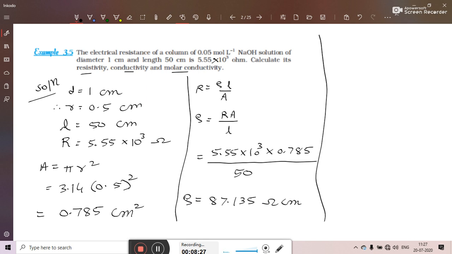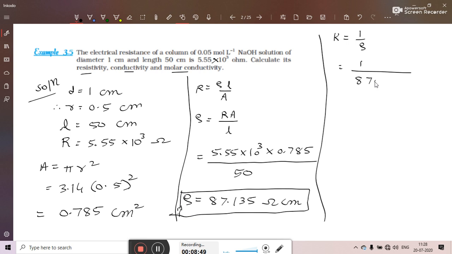So this is our first answer. Rho equal to 87.135 ohm centimeter. Now we have to find out conductivity. Conductivity is K, and conductivity is the reciprocal of resistivity. So whatever answer we have found for rho, we have to take its reciprocal. So 1 upon 87.135. Now the unit of rho is ohm centimeter. When this unit is in the denominator, it will become ohm inverse centimeter inverse. So the answer of K will be in terms of ohm inverse centimeter inverse.